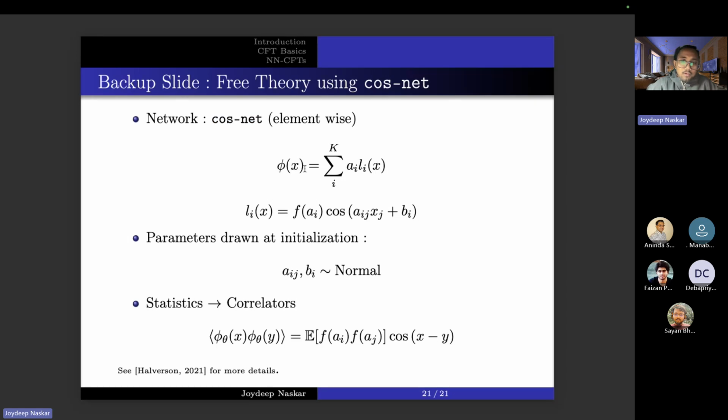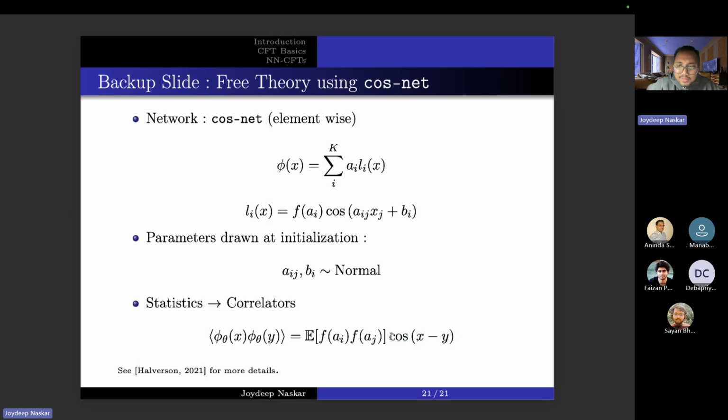So what I can do is define my phi to be a sum over up to k parameters a_i, and these are post-activated neurons L_is, which have this functional form, and you can draw your a_i's and b_i's from some normal distributions, not the same, but different normal distributions. Then what you would get is statistics that look like this.